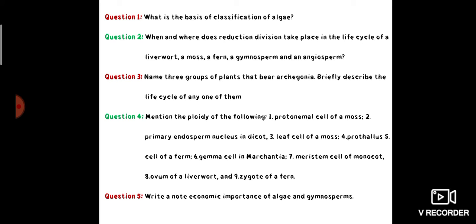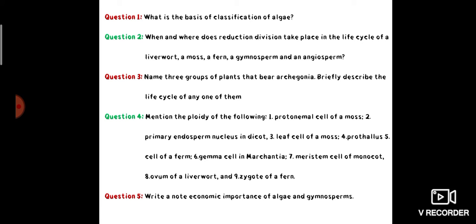Then the fourth question: mention the ploidy of the following. First one, protonemal cell of a moss. Protonema comes in the bryophyte, in the spore producing structure, and it is obviously a haploid condition.